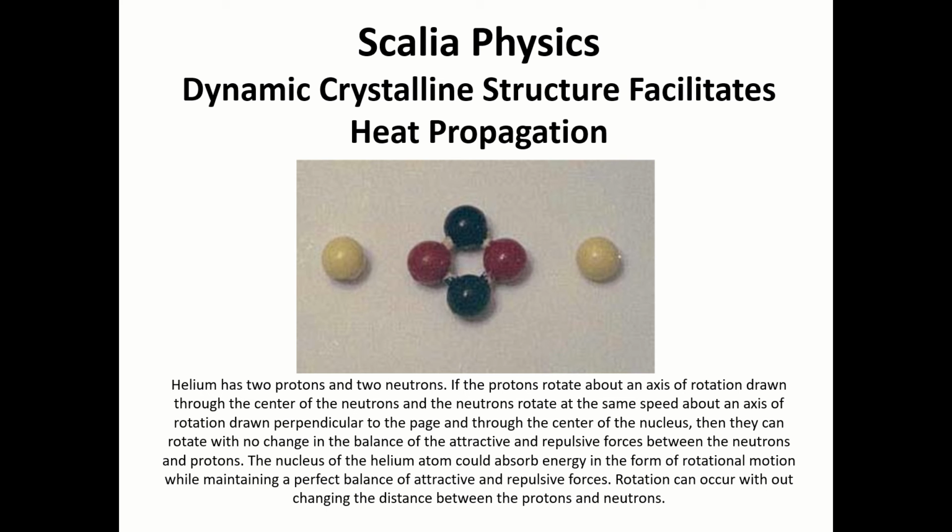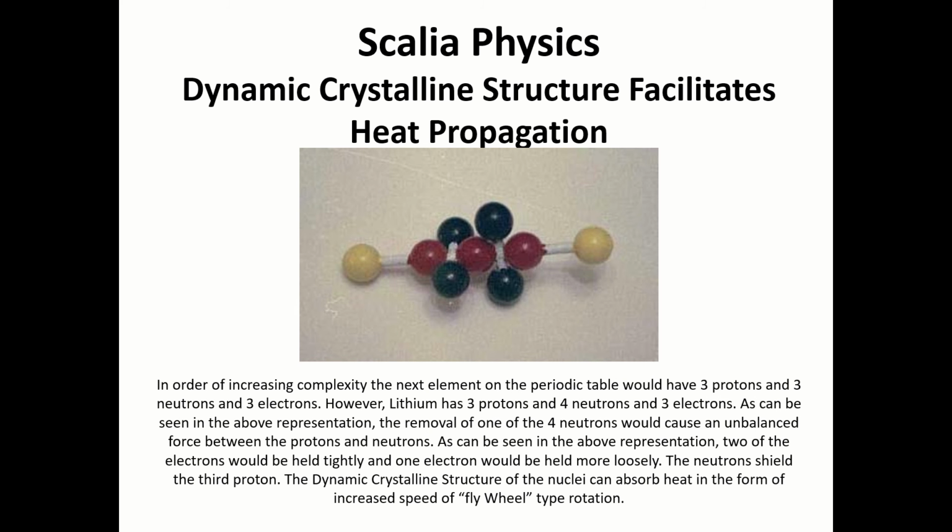In addition to that, we can see that the neutrons repel the electrons and the protons attract them, so the electrons are going to be in predictable regions around the nucleus of the atom. So the next molecule you would think would have 3 and 3, but it doesn't. It has 3 and 4, and this is how we can start to see how the characteristics of the atom are defined by the dynamic crystalline structure.